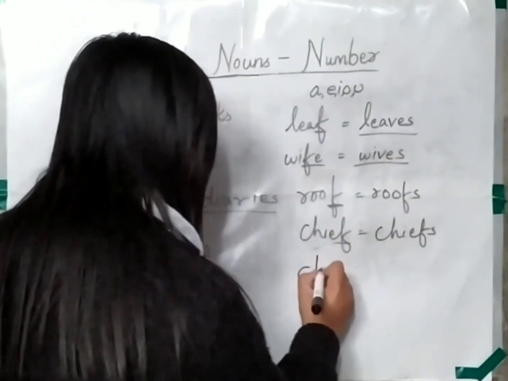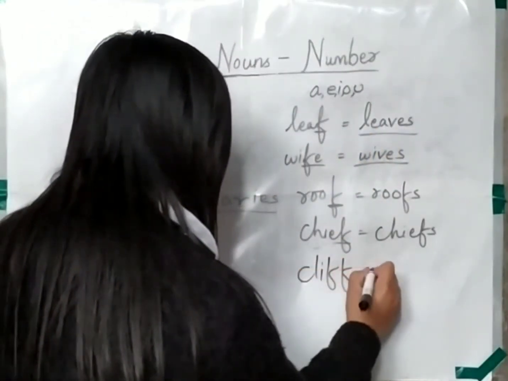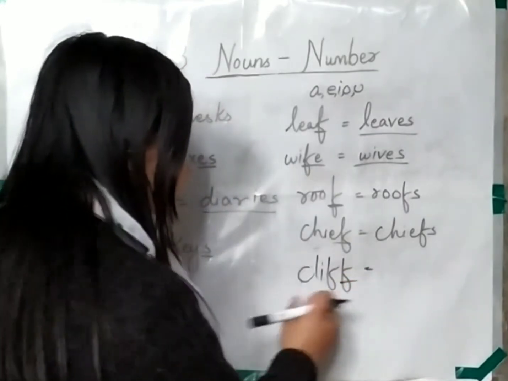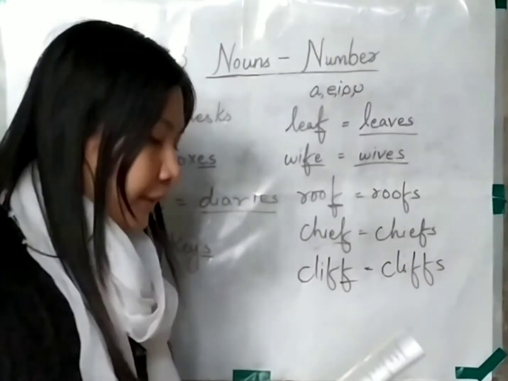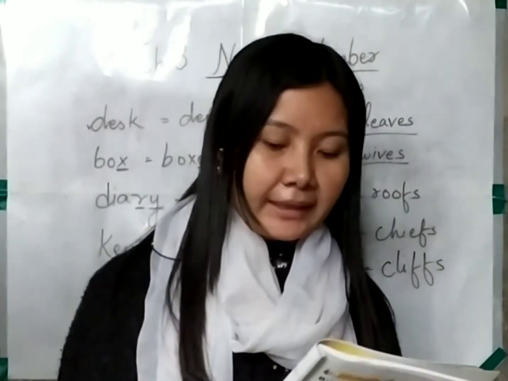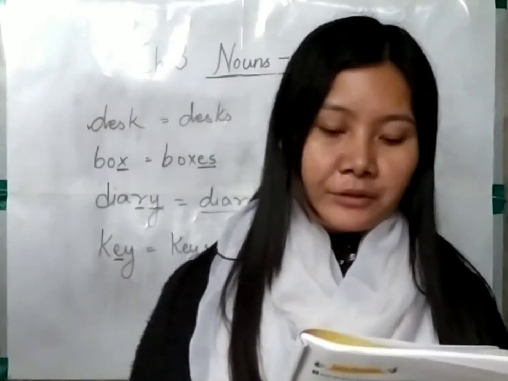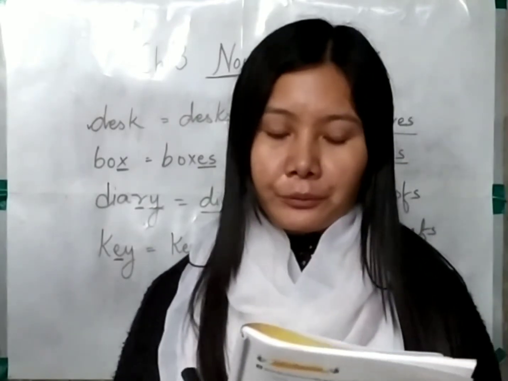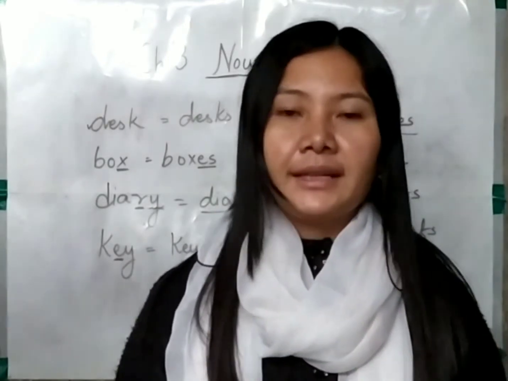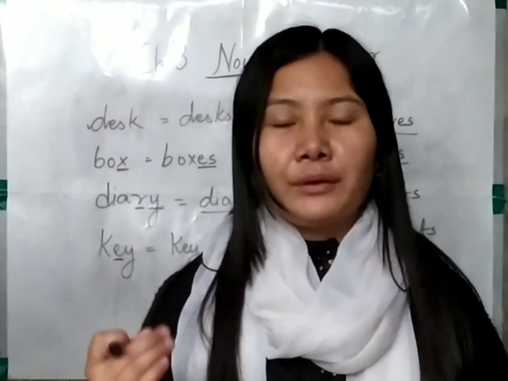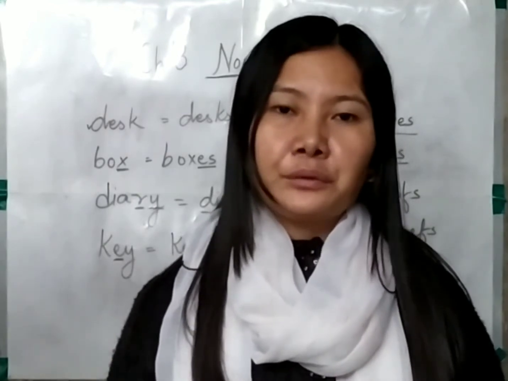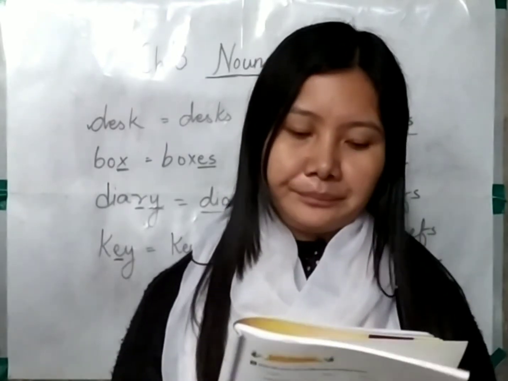So let me write this word, C-L-I-F-F, cliff. Over here also you can see it's ending in F. So in this word also, what will we do? C-L-I-F-F-S, cliffs. You can see some more examples: belief, beliefs, giraffe, giraffes, proof, proofs. So these are some examples that you need to keep in mind, where we are not going to remove F and we are not going to write VS. Instead we are going to add S behind this F.